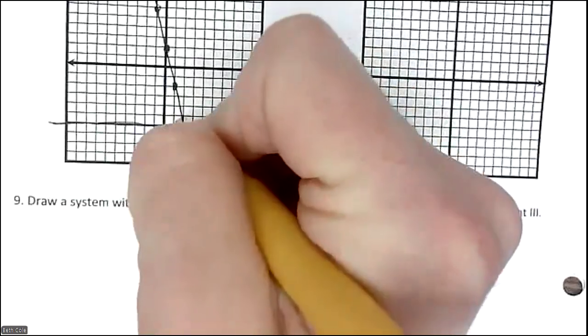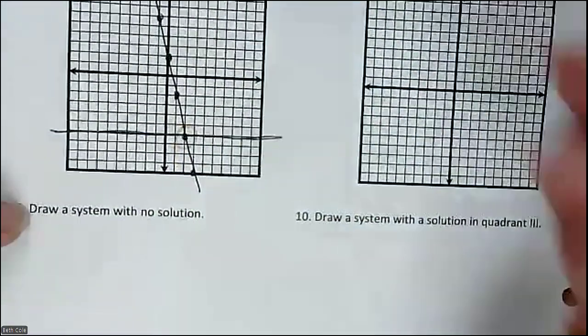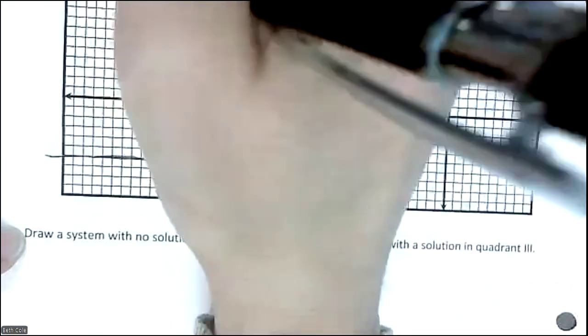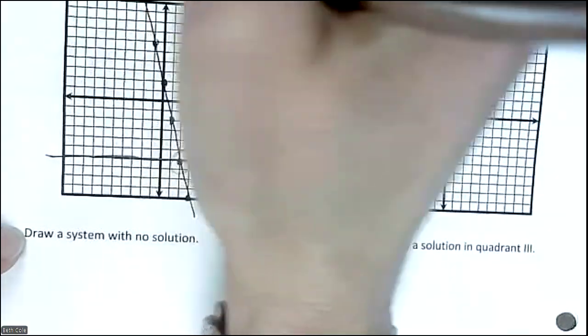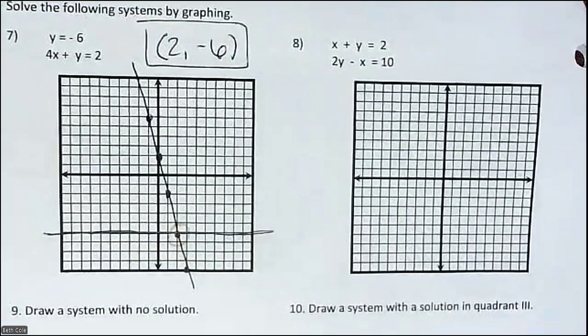And then your answer is this point, which is what, comma, what? 2, -6. Good job. Don't forget to write your answer. I do have that happen. Sometimes people will draw the graph and then not put an answer. Make sure you put an answer, right?